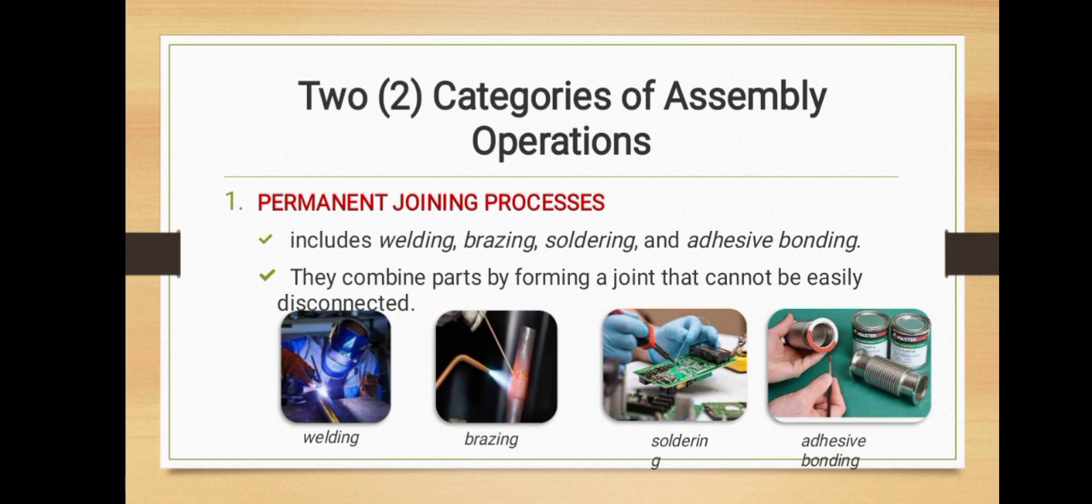Two categories of assembly operations. First is the permanent joining process. It includes welding, brazing, soldering, and adhesive bonding. They combine parts by forming a joint that cannot be easily disconnected.